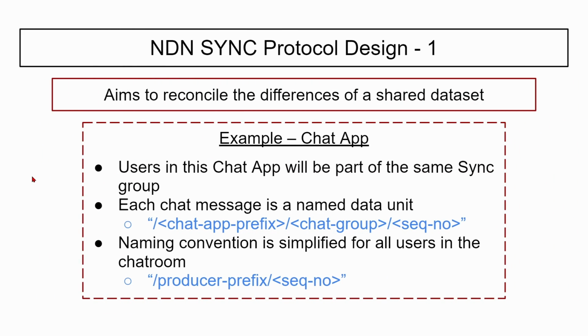Now let's finally talk about NDN sync. What sync aims to do is reconcile the differences of a shared dataset among multiple parties, and the example we will use, and which is used in the paper, is a chat app. Users in the chat app will be part of the same sync group. Each chat message in the chat app is a named data unit, with the form being chat app prefix, chat group, and sequence number, with the sequence number always increasing. Each message is signed by the producer key, enabling a named node to authenticate all received messages. Using sequence numbers allows others to deduce easily that they are out of sync. Thus, the naming convention can be simplified for all users in the chat room as producer prefix and then the sequence number.